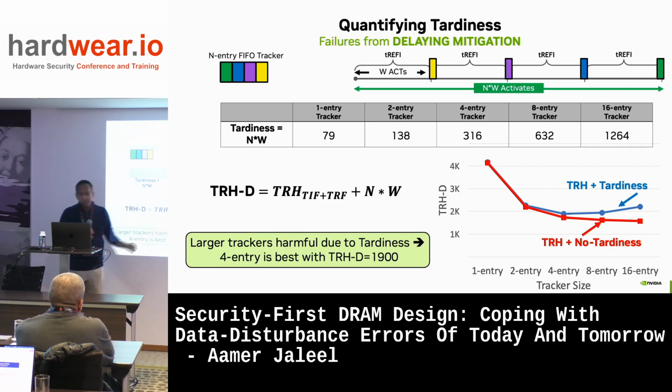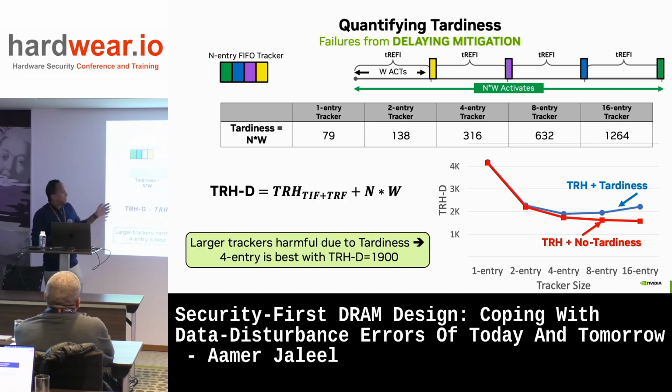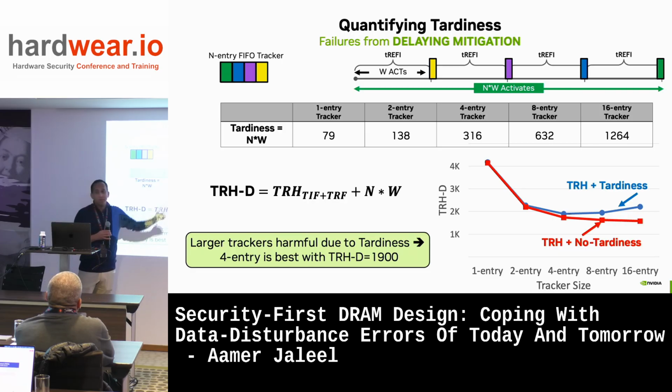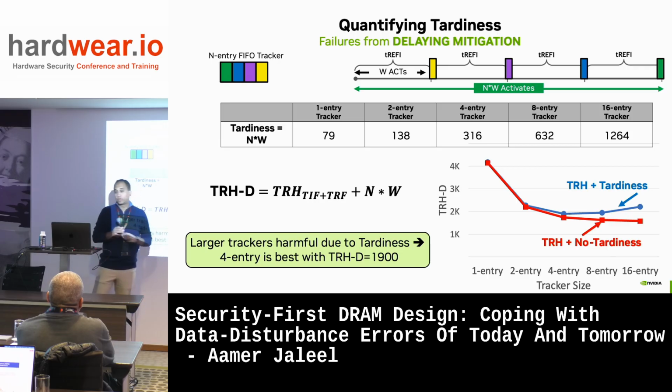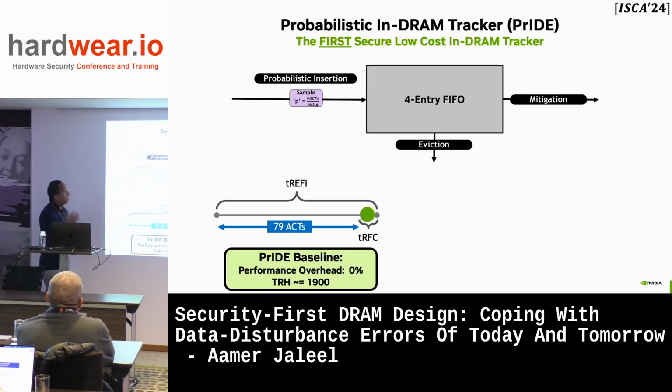And when we do that, you'll end up seeing that if you have a very large tracker, you're going to be hurt by tardiness. So large trackers are really not a good thing. It turns out that a 4-entry tracker works best. So with this, you now can support a RowHammer threshold of 1900. So there you have it.